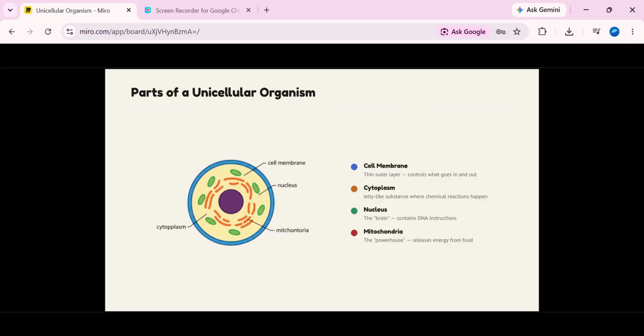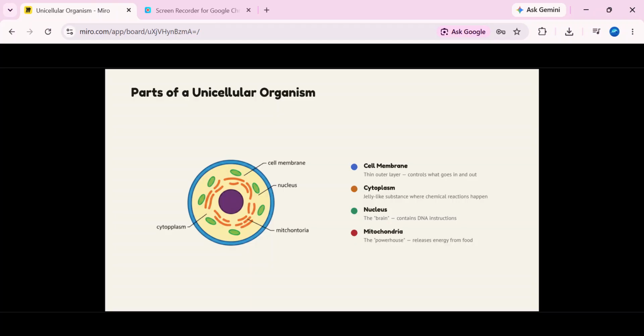Now let's discuss the parts of unicellular organisms. It has many of the basic structures that the cell needs to survive. For example, the cell membrane, which controls what enters and leaves the cell. It has cytoplasm, where many chemical reactions take place. It also has genetic material or a nucleus that contains the instructions needed for them to live.